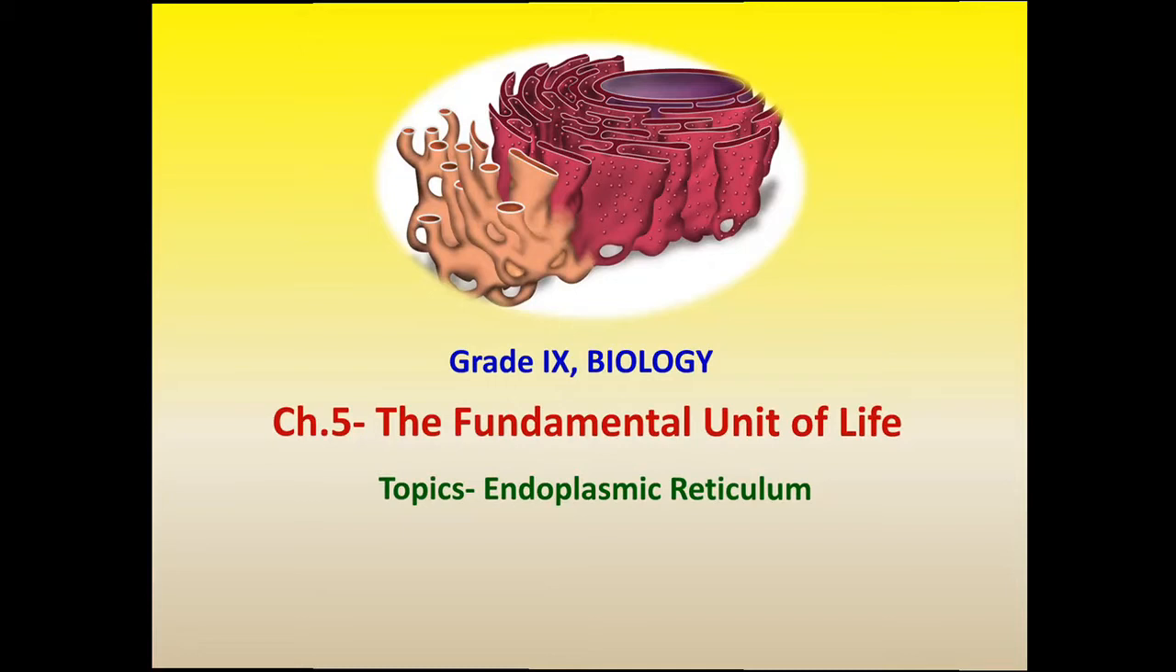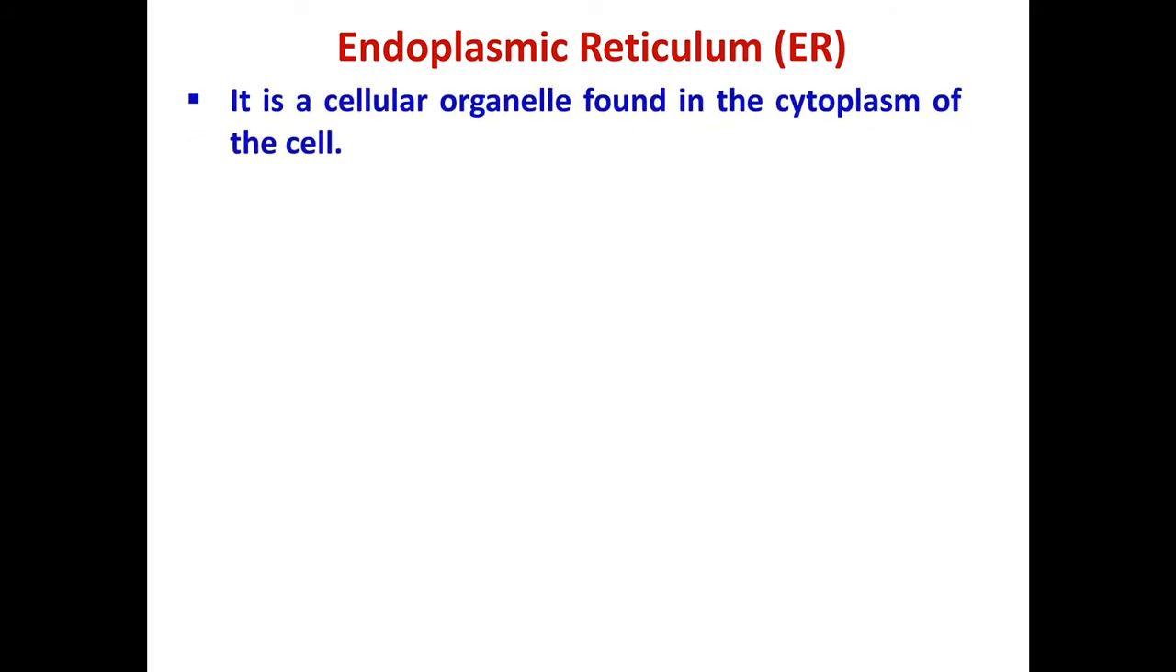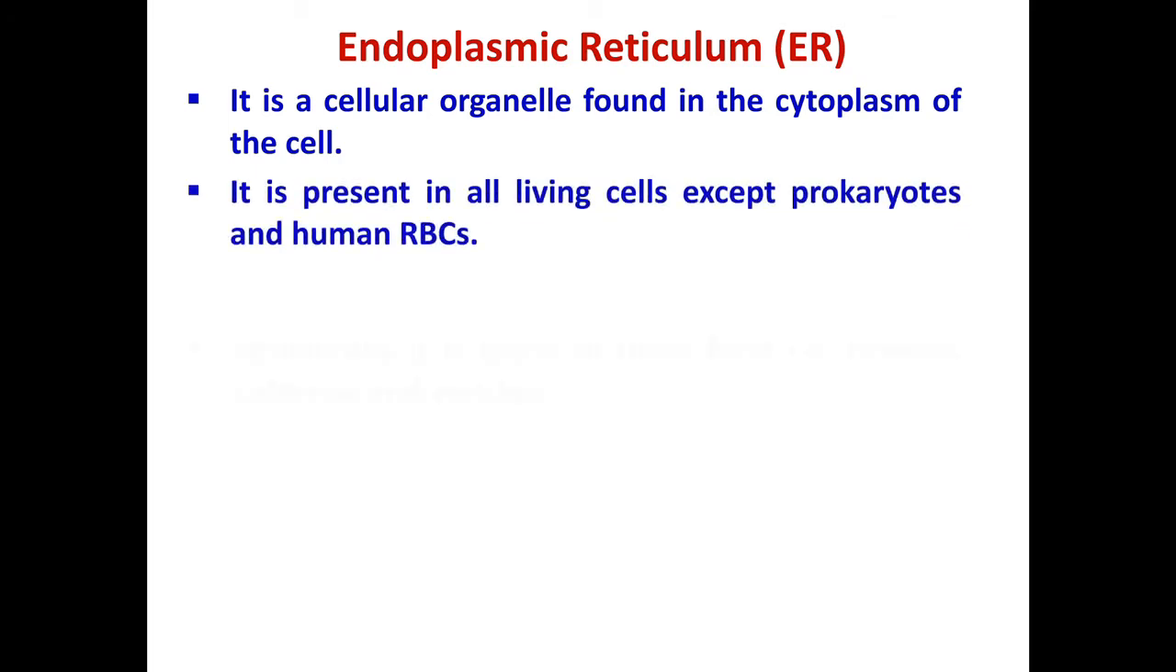Dear students, today I am going to explain about a cell organelle known as endoplasmic reticulum. Students, first of all, you must remember some important points about the endoplasmic reticulum. So first important point about the endoplasmic reticulum is that it is a cellular organelle found in the cytoplasm of eukaryotic cell. It is a double membrane system that runs throughout the cell and is continuous with the nuclear membrane. Second important point is that it is present in all living cells except prokaryotes and human red blood cells.